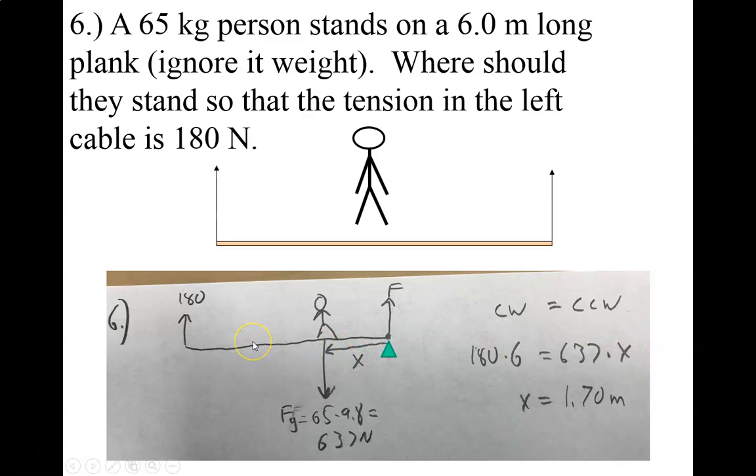I could have chosen anywhere along this plank to solve this problem, but making a smart choice of putting the pivot here made it so I could solve it in one equation. So always choose where an unknown is, preferably not the unknown you're looking for.